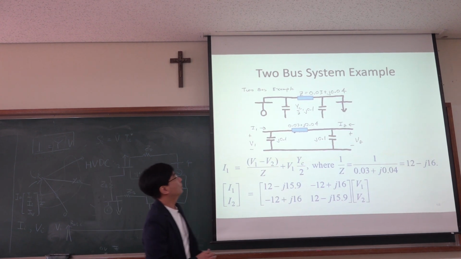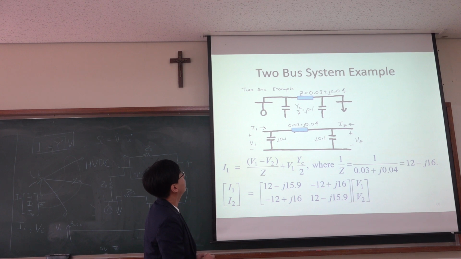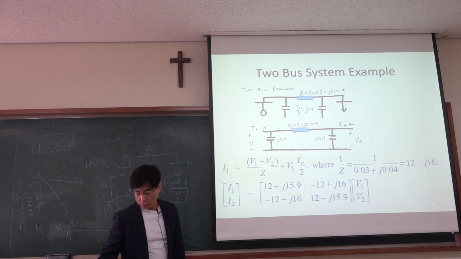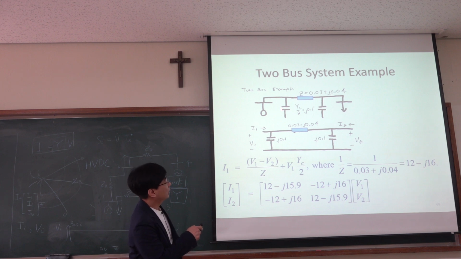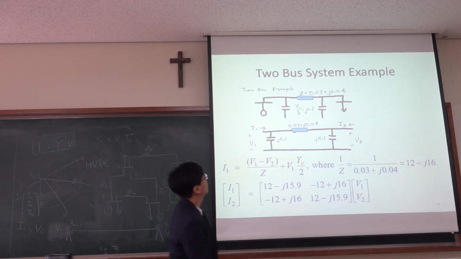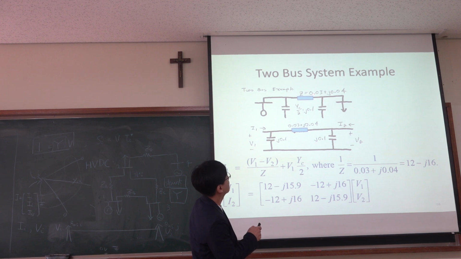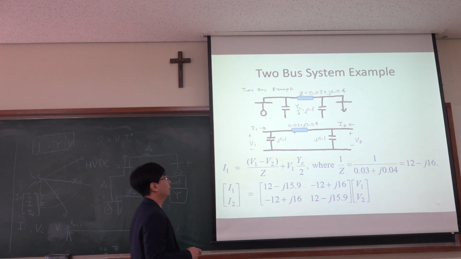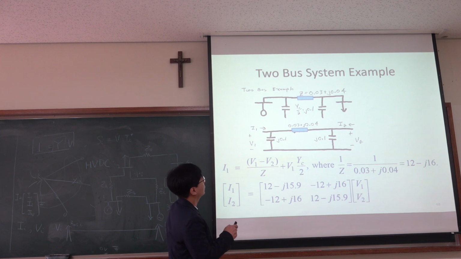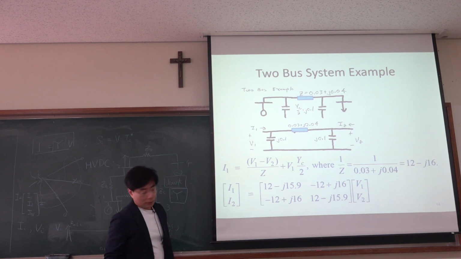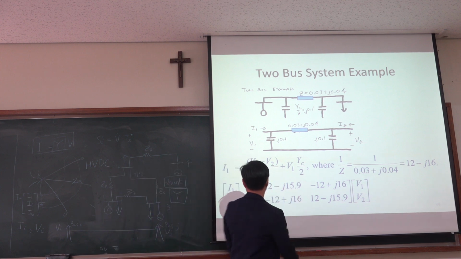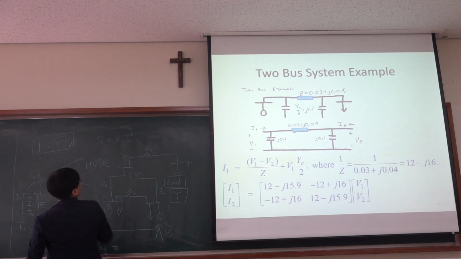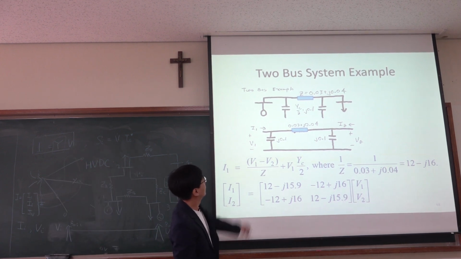So let's say a two-bus system example. Please don't be confused: this is line impedance, but this is admittance. The line impedance is 0.03 plus j0.04, and this shunt capacitance is j0.1. And then what we want to do is construct this one.